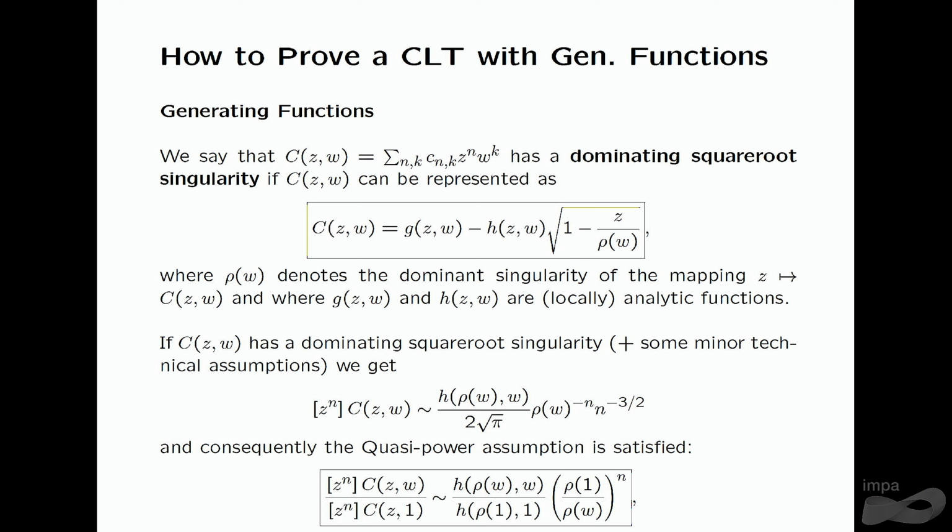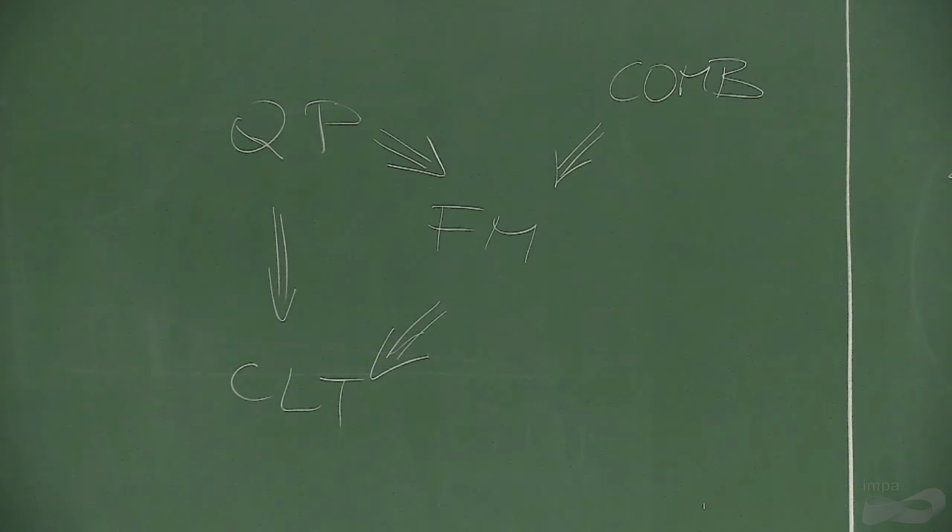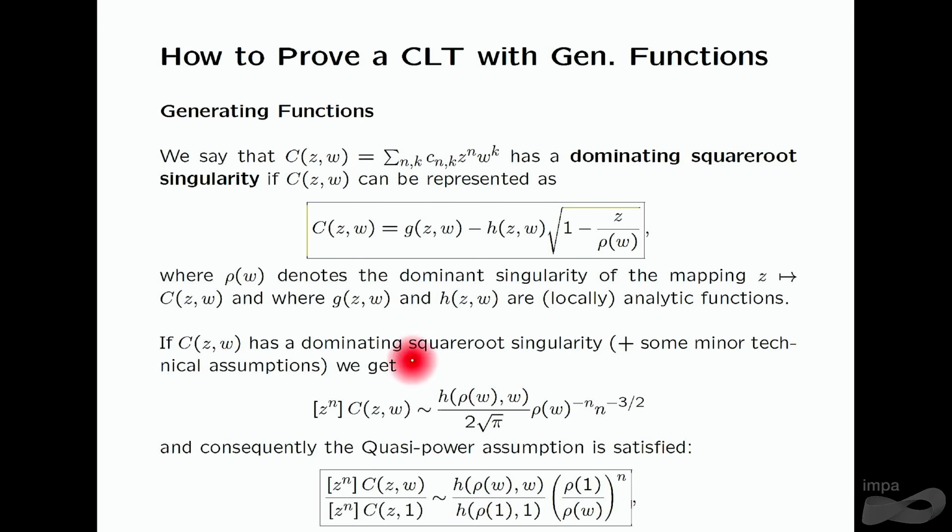But now, how can you check this quasi-power condition? There is a very simple observation, actually. For example, if your generating function has a square root singularity, but it could also be some other, though square root singularities appear quite often, and the singularity moves in terms of the second variable. So you have a moving singularity.